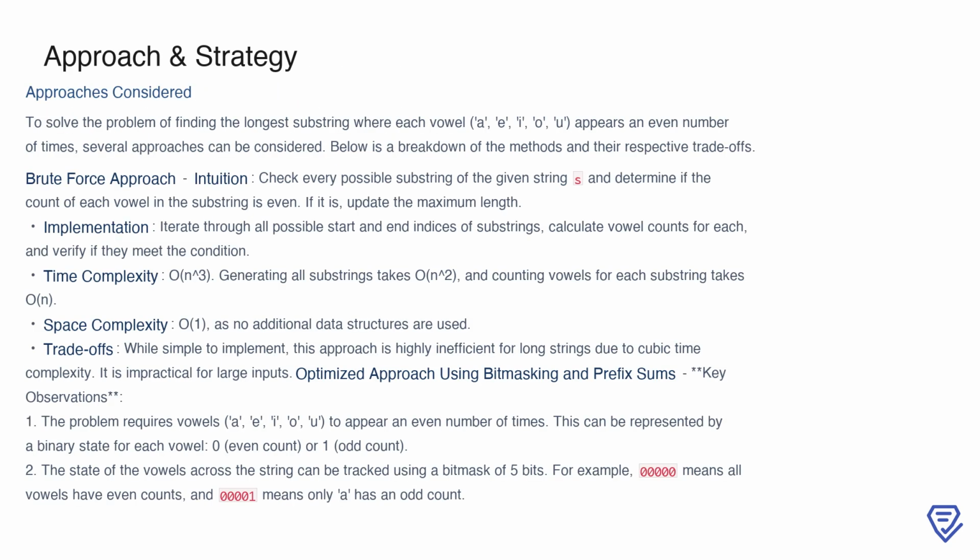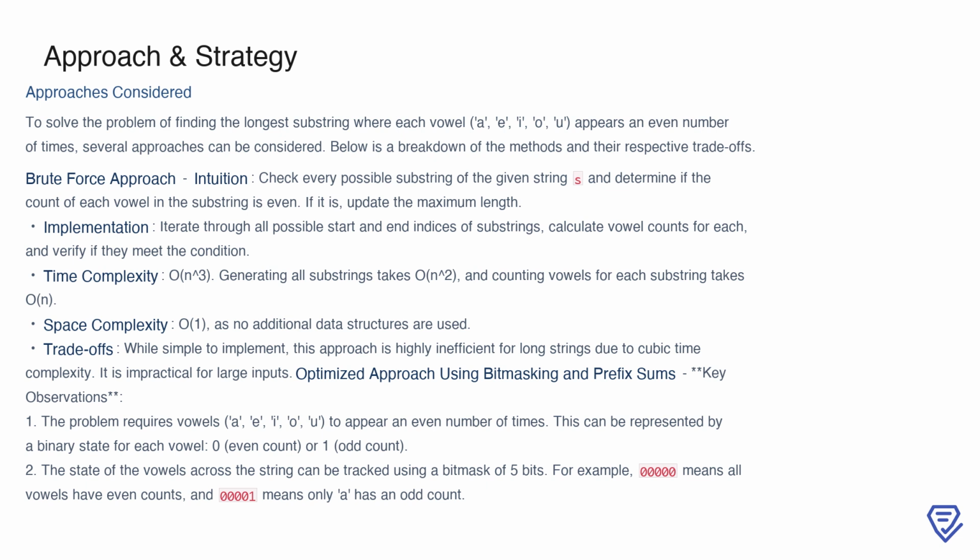To solve the problem of finding the longest substring where each vowel appears an even number of times, we first explore the brute force approach. The intuition here is straightforward. We examine every possible substring of the given string and check if the counts of vowels A, E, I, O, and U are all even. If they are, we update the maximum length found so far. This involves iterating through all start and end indices of the substrings and calculating the vowel counts for each.